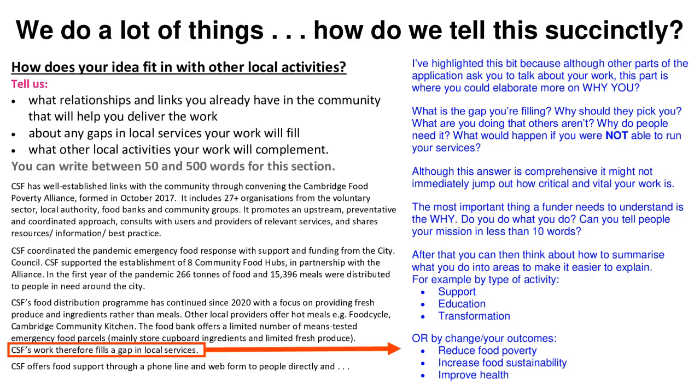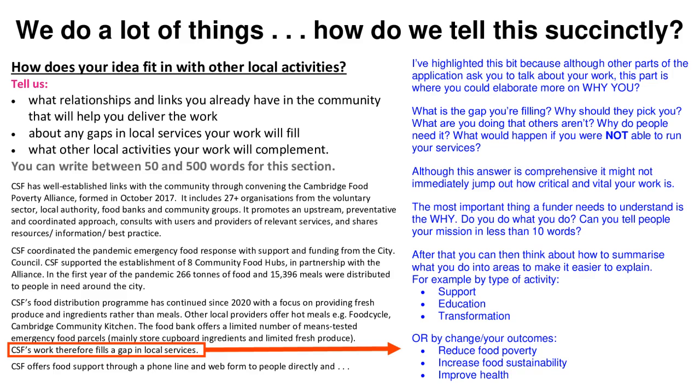So what is the gap you're filling? Why should they pick you? What are you doing that others aren't? And another way of thinking about this is, what would happen if you were not able to run your services? So that is another kind of trick of how to answer these questions.